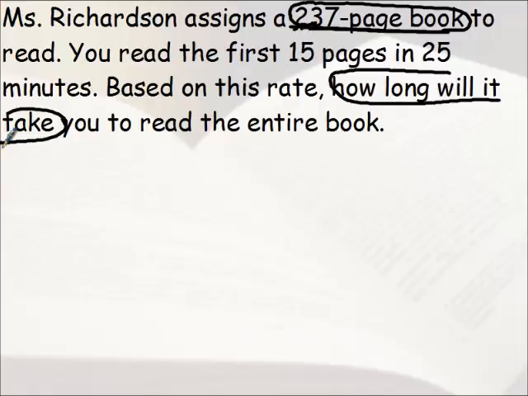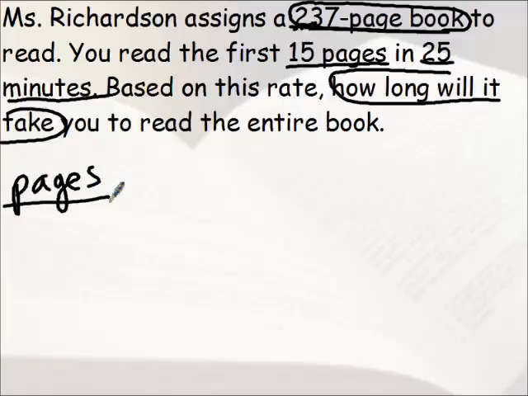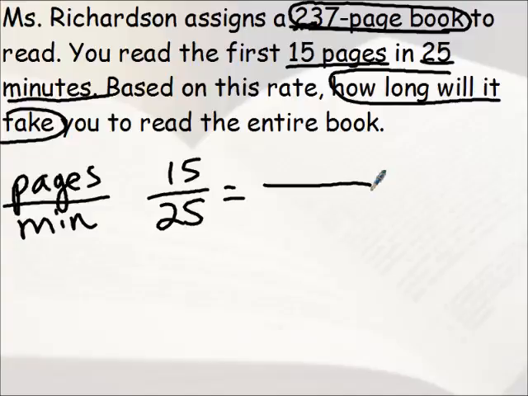We know that we read 15 pages in 25 minutes. So our information is presented to us in pages and minutes. So if we read 15 pages in 25 minutes, how many minutes will it take to read a 237-page book? Note, pages are on top and minutes are on bottom in each of the ratios.